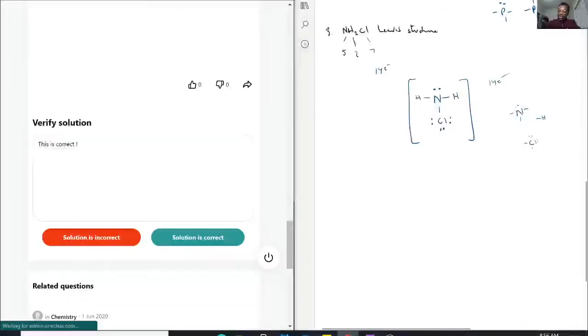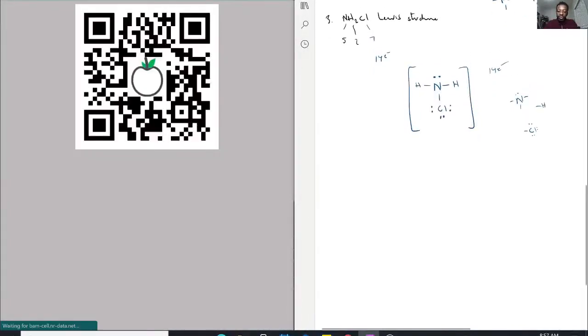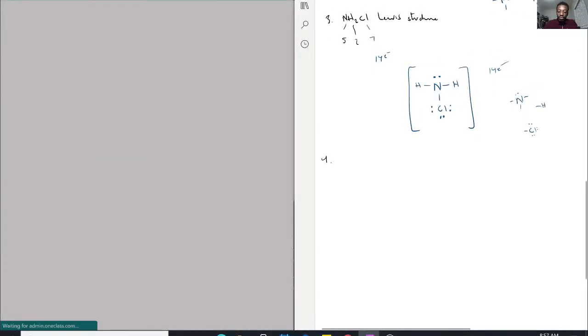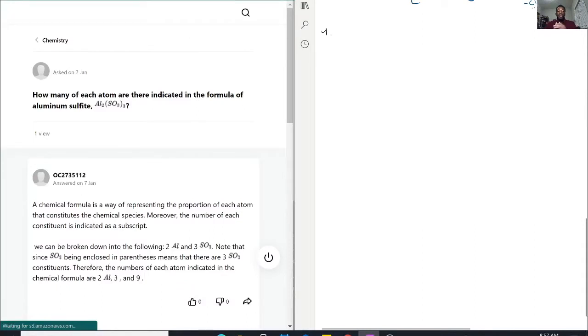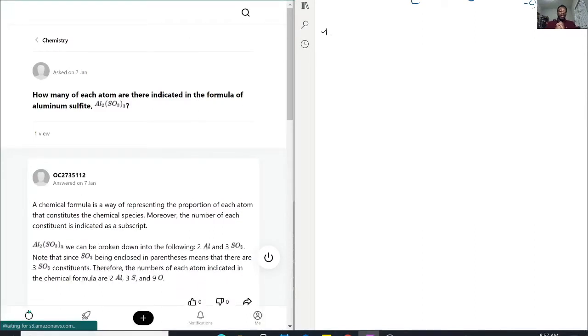All right, now let's move on to question number 4. We have how many of each atom are there indicated in the formula of aluminum sulfite. So now in this question, they have already given us the molecular formula, but if they hadn't, let's just visualize how we would go through this.